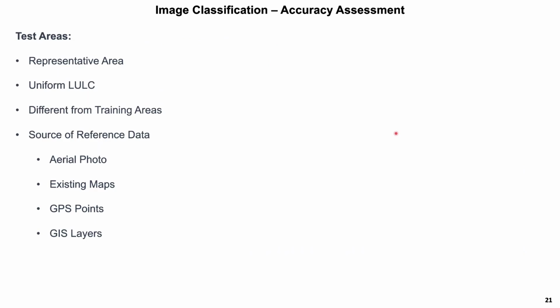So we are doing this to find out the accuracy assessment. Your test areas should be representative of the study area. You should choose the points such that they come from different geographical locations. You will have n number of points, and you should choose them in such a way that you are selecting them from a uniform land use land cover.